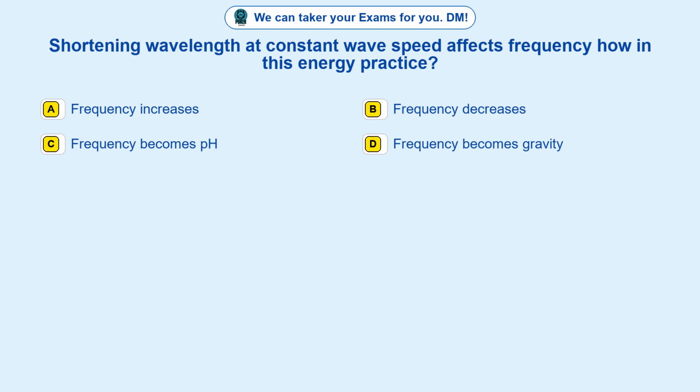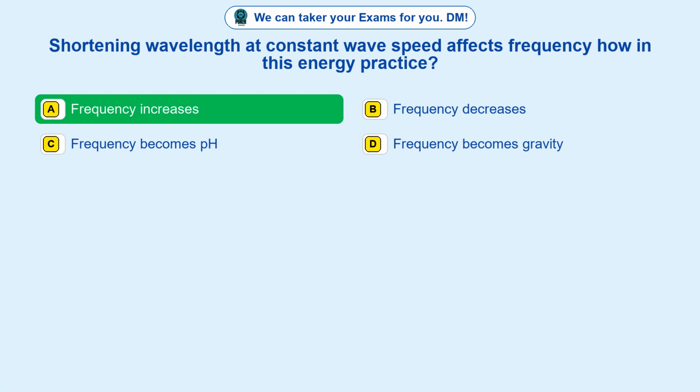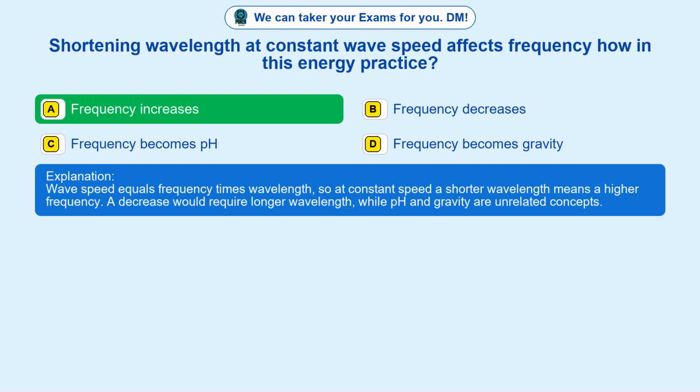Question 68. Shortening wavelength at constant wave speed affects frequency how in this energy practice? Option A, frequency increases. Option B, frequency decreases. Option C, frequency becomes pH. Option D, frequency becomes gravity. The correct answer is option A. Frequency increases. Wave speed equals frequency times wavelength, so at constant speed a shorter wavelength means a higher frequency. A decrease would require longer wavelength, while pH and gravity are unrelated concepts.